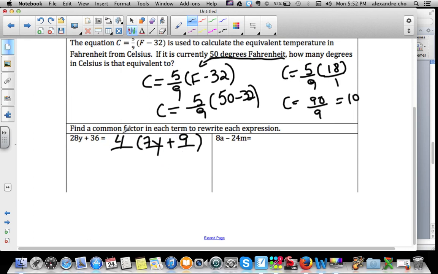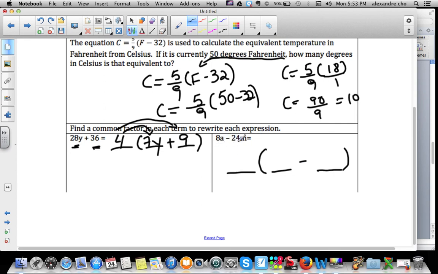You can always double check by actually doing the distributive property. 4 times 7y is 28y, good. And 4 times 9 is 36, good. So that works. So this expression, 4 times 7y plus 9, is the same thing as saying 28y plus 36. On the other side, same thing. Okay, if this helps setting things up for you, you can. I think it does for me.